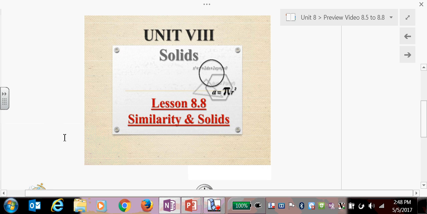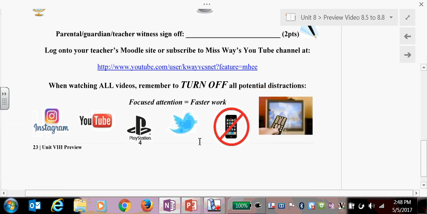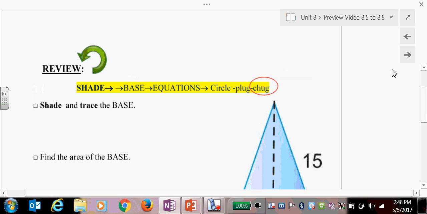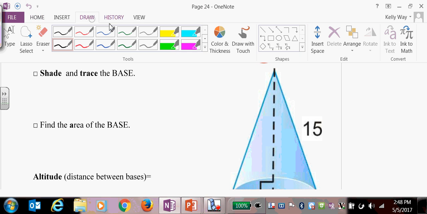Let's go ahead and make sure you get your final date, time, location, parent, guardian sign off. We have a few review problems here, and we're going to follow shade-base equations. Circle chart. So we come over here.